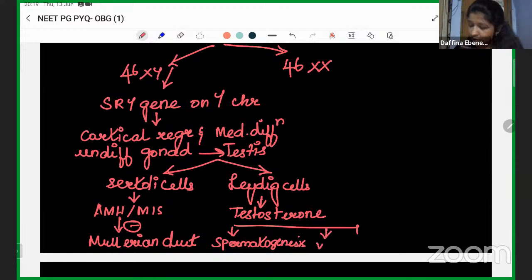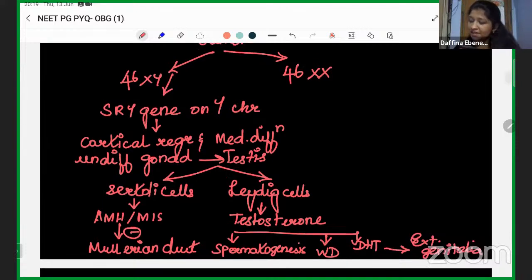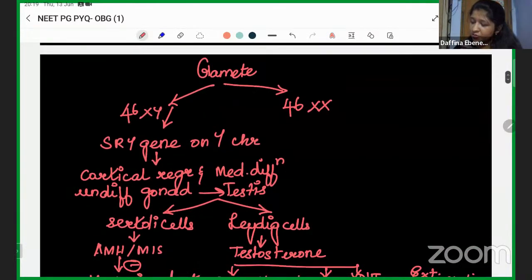Second thing, it's going to promote the formation of the Wolffian duct. And third thing, it's going to form dihydrotestosterone. That in turn will lead to the formation of male external genitalia. Okay. On the other hand, in a female where there is no Y chromosome, there is no SRY gene.